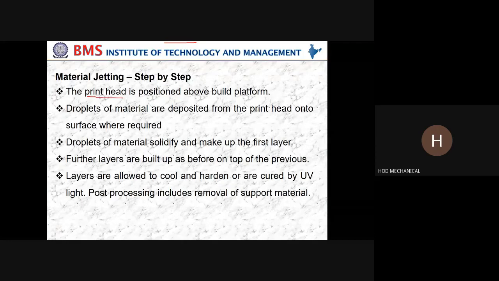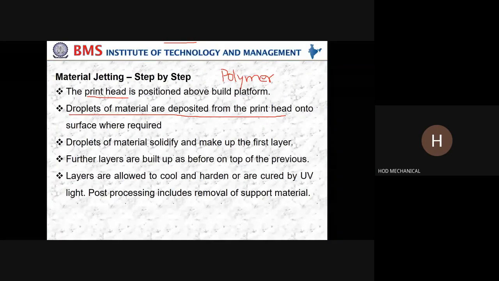Now there is a print head. Through this print head, what is going to happen? Droplets of material are deposited from the print head. What does this droplet of material mean? It's again the polymer only. Please remember, the material we are going to use is again polymers only. This polymer comes from the print head onto a surface where required.